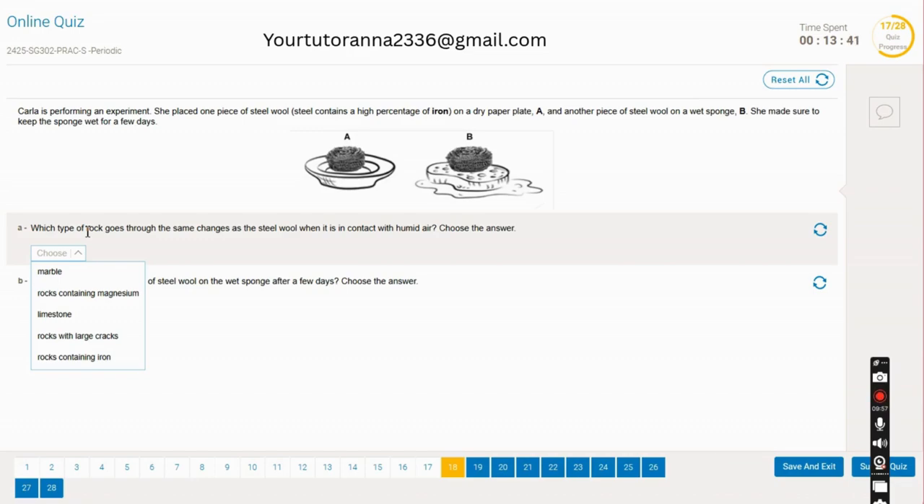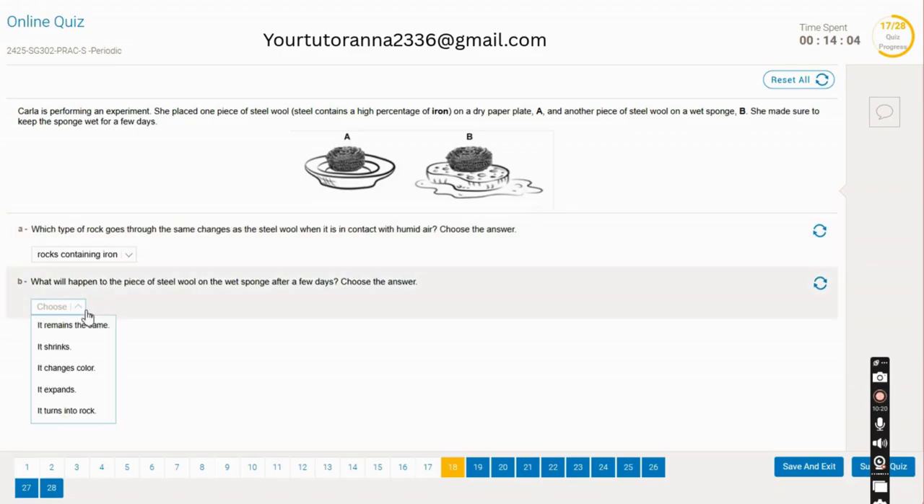So what is going to happen? Which type of rock goes through the same changes as steel wool when it's in contact with humid air? We know what this is. This is your rocks with iron, right? So rocks with iron, because they're saying the same thing, interacting with iron and water. Sorry, iron and humid air. Humid air has water inside.